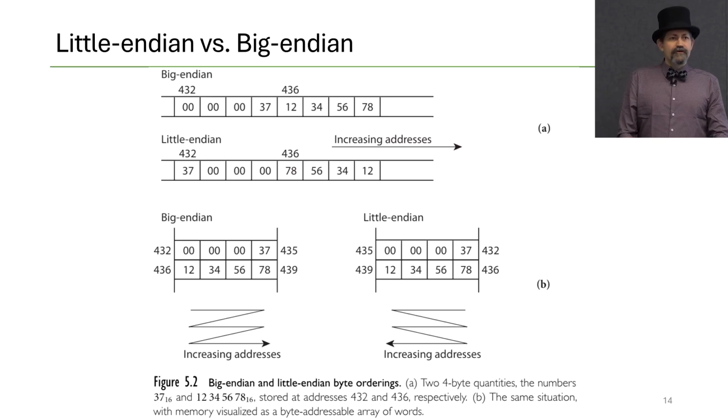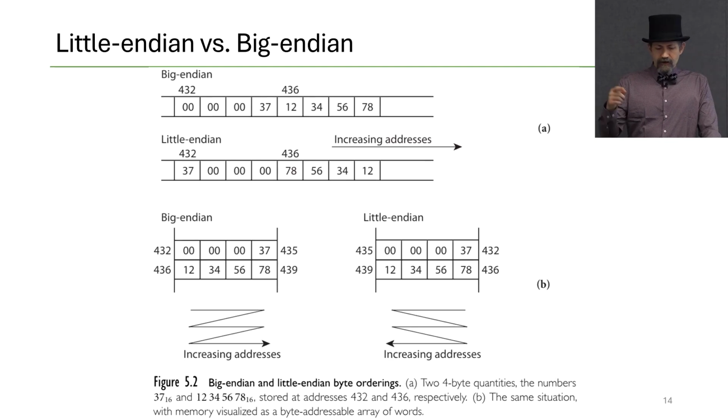We can also think about this in the lower part of this diagram, visualizing memory as a byte addressable array of words. So here, again, the 432 address will have 00037 in big-endian notation. And we read the bytes in the usual way, right? Increasing addresses going left to right, and then we go down to the next line, left to right, and so on. On the other hand, little-endian reverses the addresses.